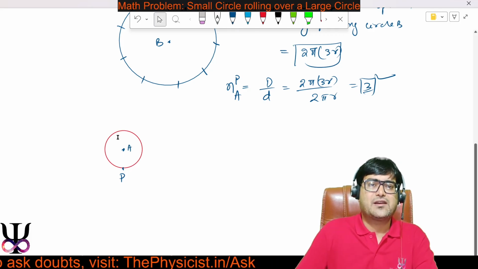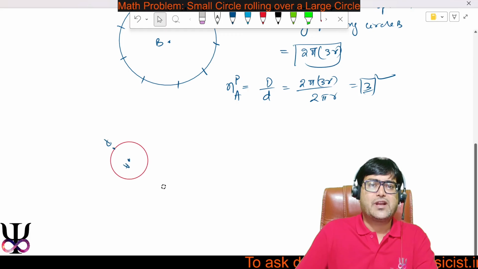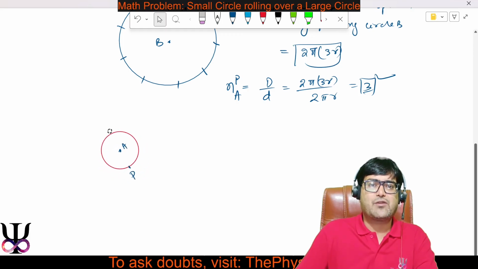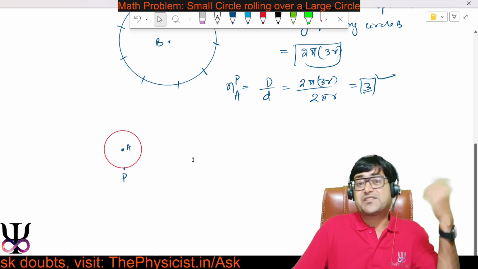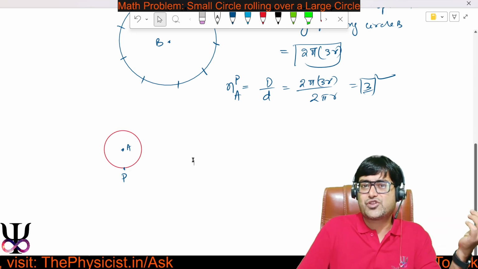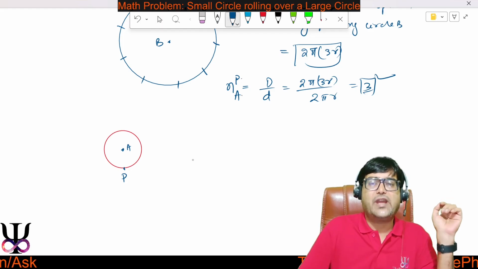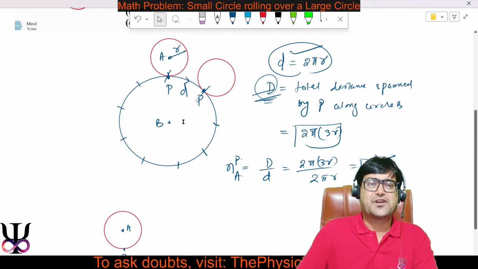Imagine if I spin the circle once like this while keeping A fixed. Now you see, if A is fixed, P is moving around and this completes one circle. So how many such revolutions have happened? N, let's call it N of P relative to A. That is 1, yes.